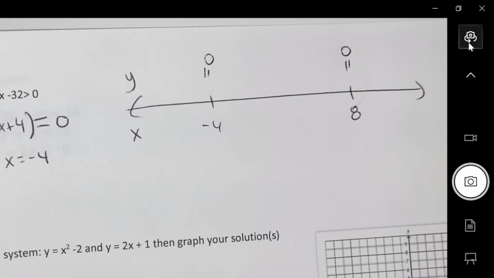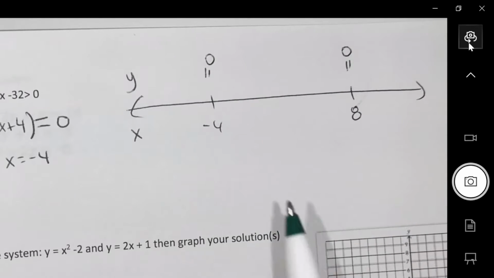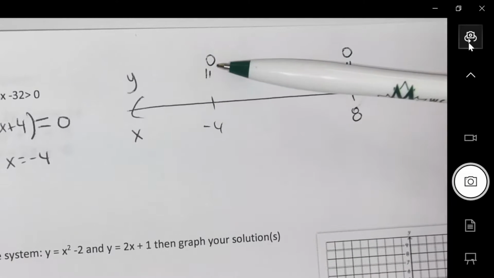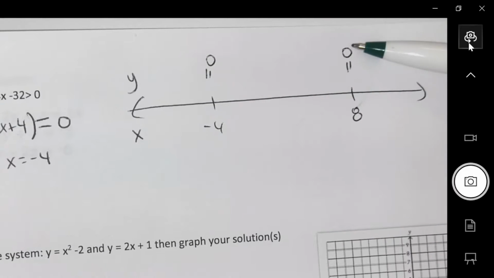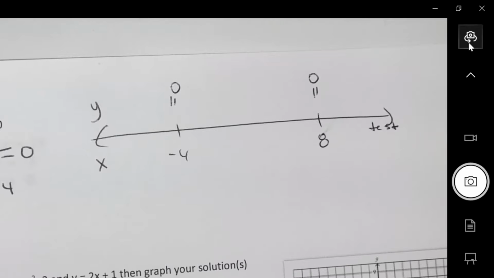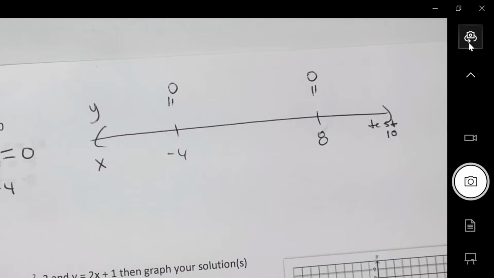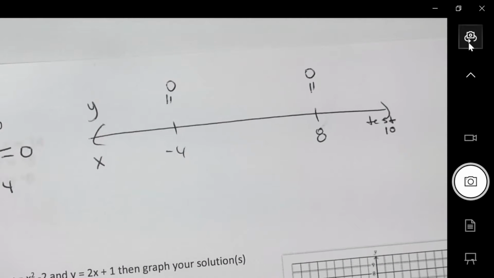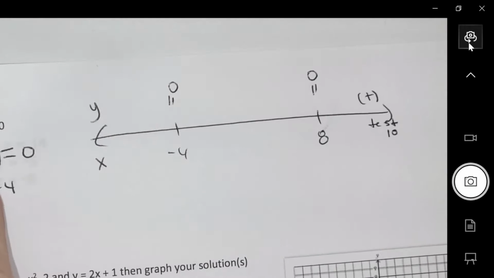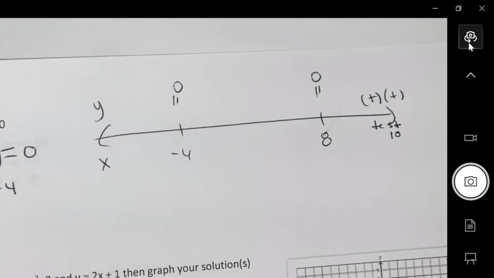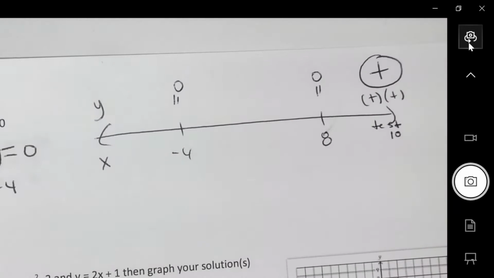Okay, I'm going to analyze what's going on. So I put the x values on a number line. At -4, y is exactly 0. At 8, y is exactly 0. Okay, let's test something. Anything over 8 you can put in. So I'm going to go with a 10. Okay, 10 subtract 8, positive. 10 plus 4 is positive. And if I multiply those two positives, I get a positive.